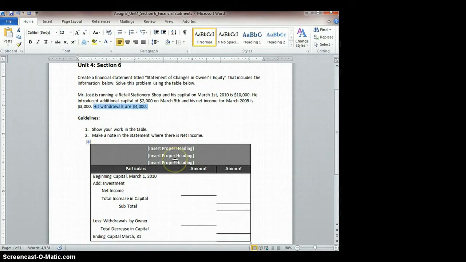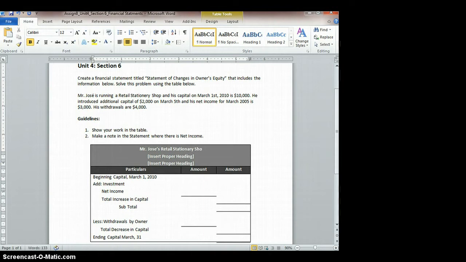So to prepare our statement, you first need to put in your heading. We always start with the business name, and since it doesn't come out and tell us exactly what the business name is, we're going to go with what we know. So we know it's Mr. Jose's Retail Stationery Shop. Okay, and then the next line is always the type of statement we are creating. And this would be a statement of changes in owner's equity.